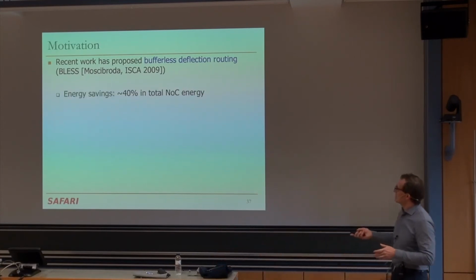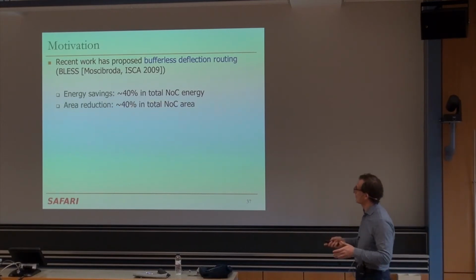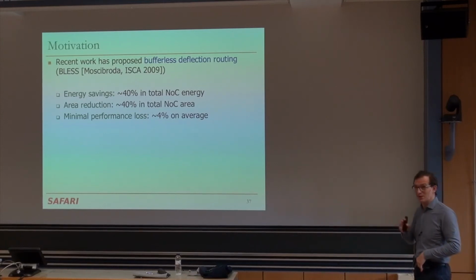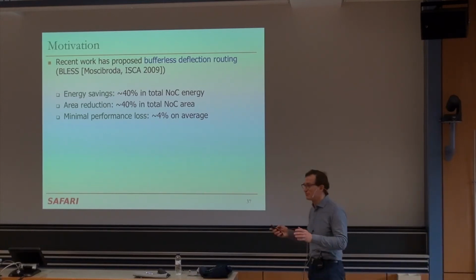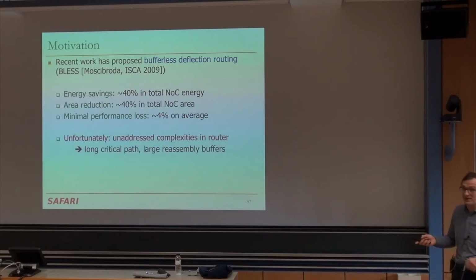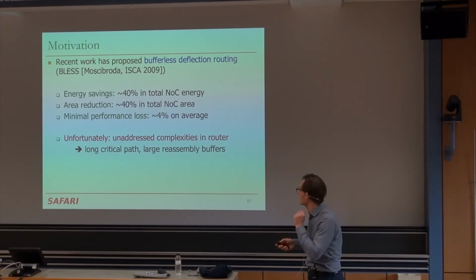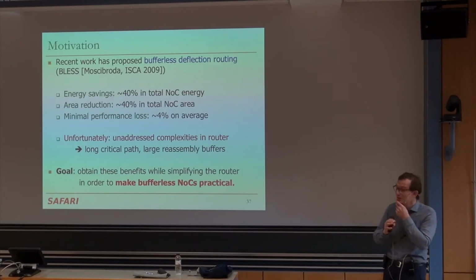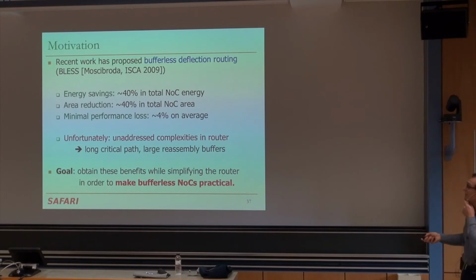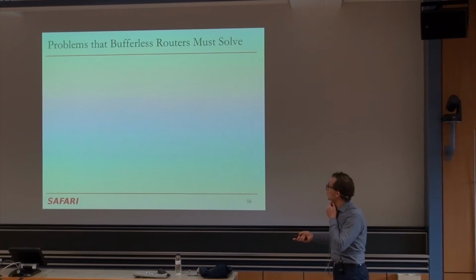Okay, so we've already discussed this. We've already seen significant potential for bufferless routing: significant area reduction, minimal performance loss with real workloads, not with intensive patterns. Unfortunately, there are unaddressed complexities in the router. It turns out this complexity in the router is at least a long critical path and large reassembly buffers, as we've discussed. So we're going to get rid of that. Basically, we'd like to obtain the benefits as much as possible while simplifying the routers as much as possible in order to make bufferless network on chips more practical.